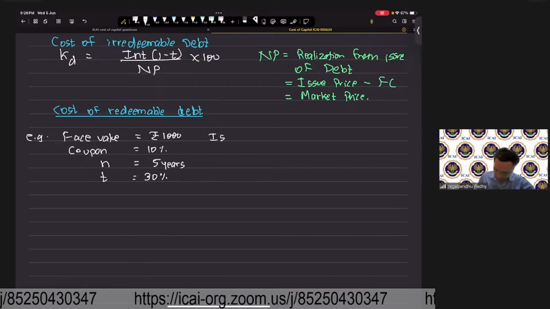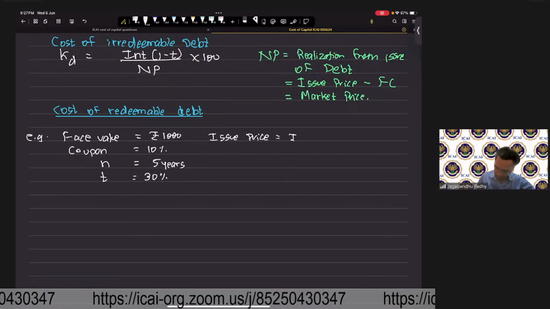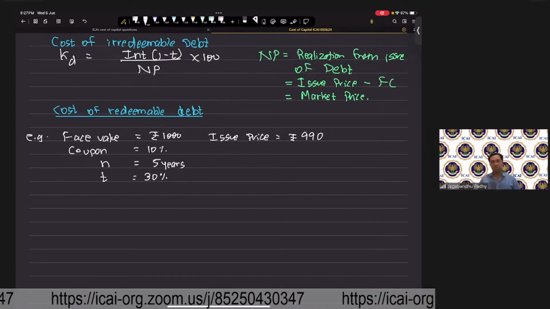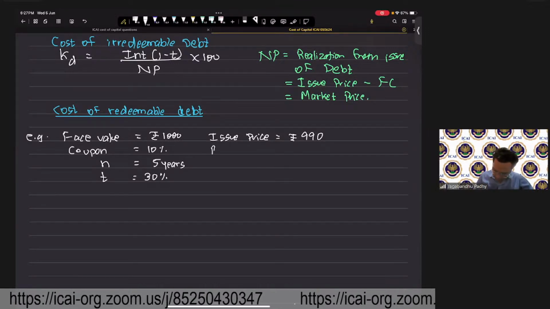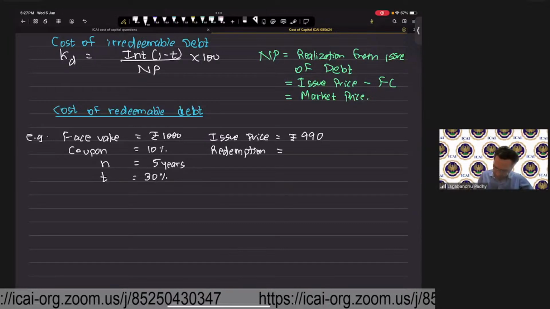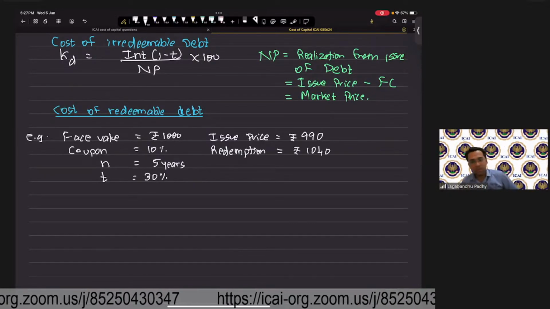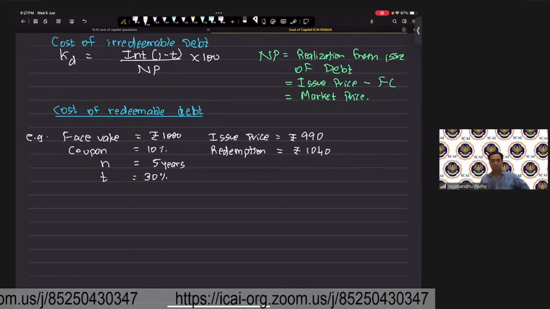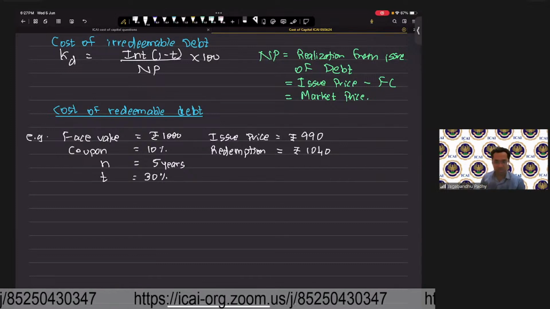And we are issuing this debenture at a price of, let's say, 990. So we are basically issuing the debenture at a discount. Okay? And let's say redemption value, we are going to redeem this debenture at a price of 1040. So in this case, I want to know what is the cost. What's the cost for me when you're going to issue the debenture?